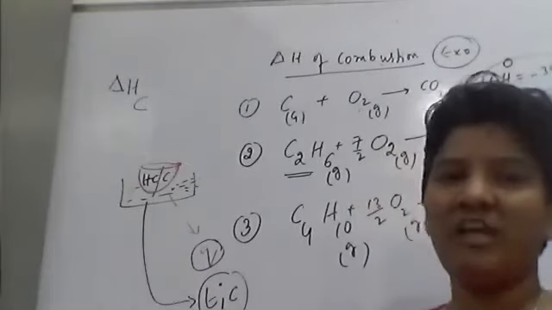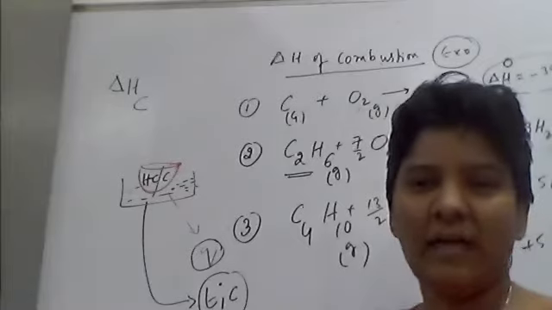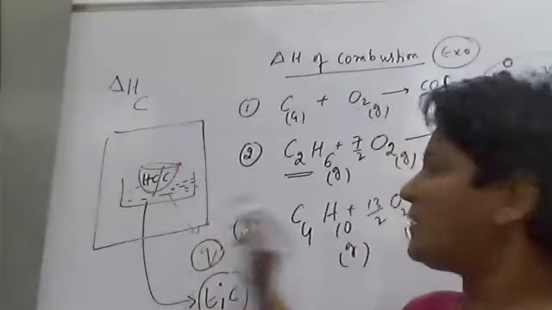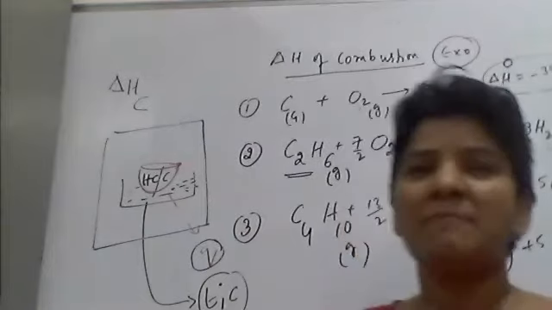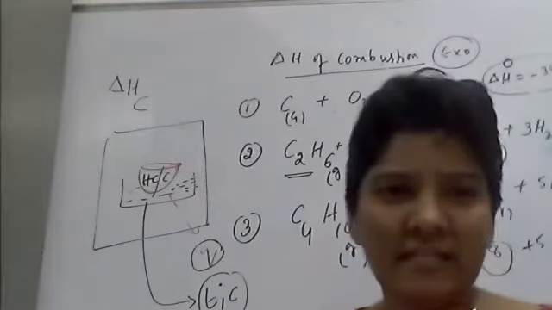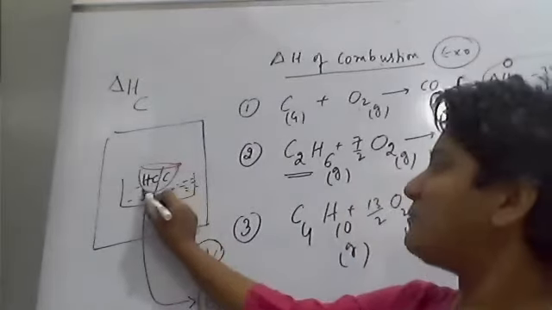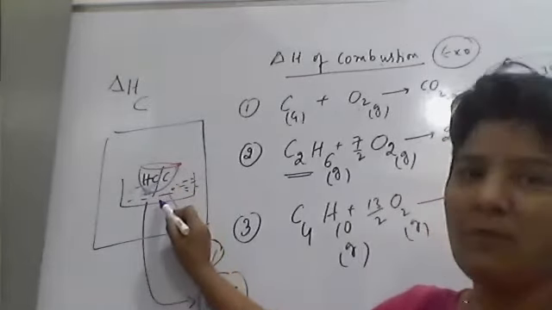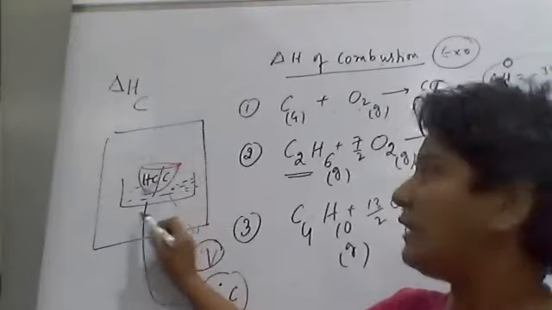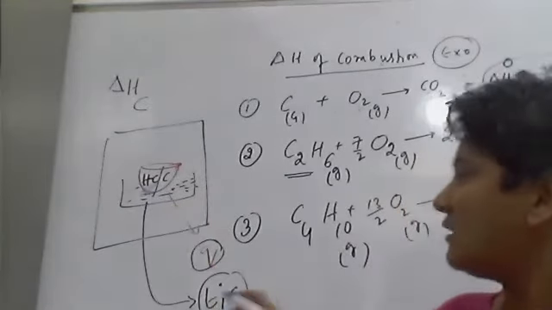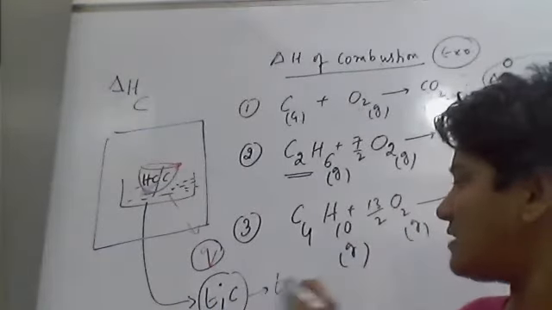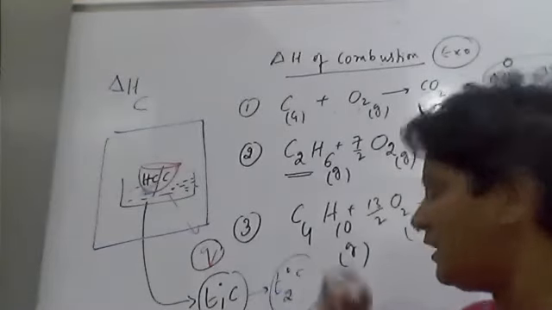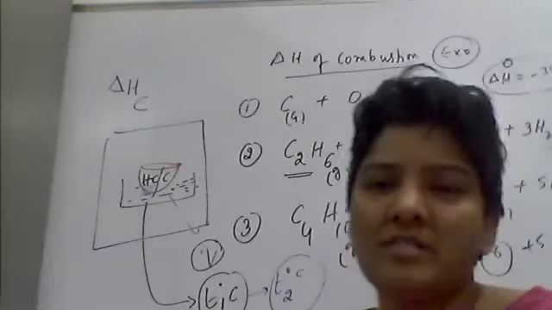For that water, we have to first measure the temperature in Celsius. Then after burning the fuel, some heat is released, and that heat is absorbed by this copper ball and then the water. The temperature of water increases from T1 to T2 degree Celsius.